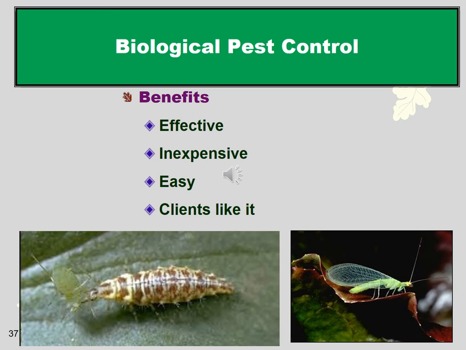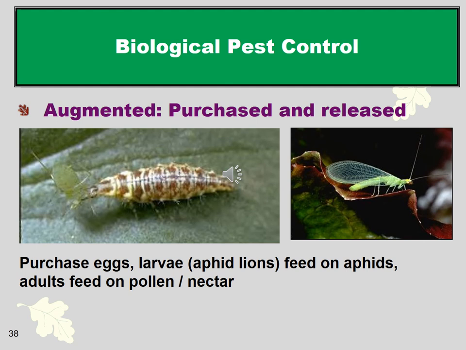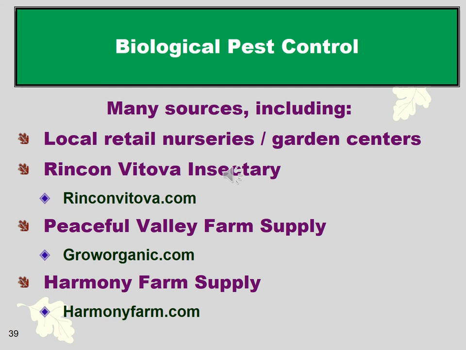Usually with the green lacewings, you purchase the eggs and the larvae hatch and feed on the aphids. Here's a list of some places that sell beneficial insects. And actually, beneficial insects are becoming a much bigger thing than even this short list. These are the things that were available about 3 years ago, but now you can get them even more places, even at regular Ace Hardware and Home Depot, places that didn't used to carry them, now that they see there's a real market for them. But Rincon Vitova is one of the best places that carries many, many different beneficial insects.